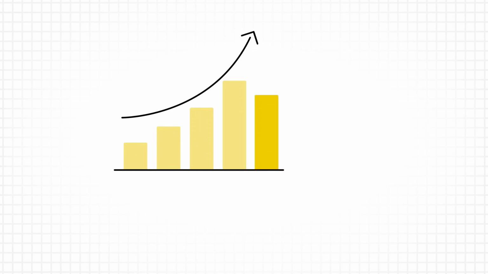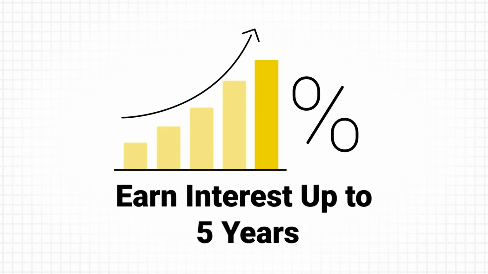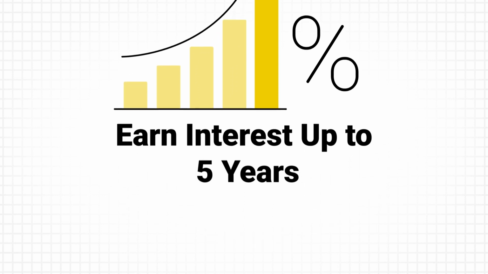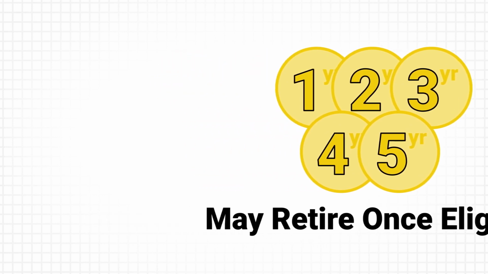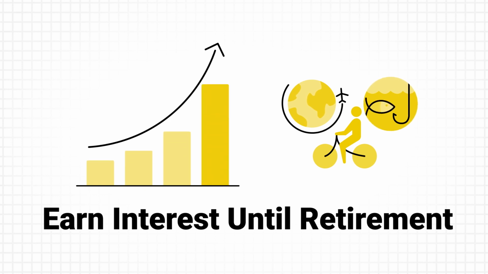If you leave your account with TRS and you have less than 5 years of TRS service credit, your TRS account balance will continue to earn interest for up to 5 years. If you have at least 5 years of TRS service credit, you may retire once eligible. Up until you retire, your TRS account balance will continue to earn interest.